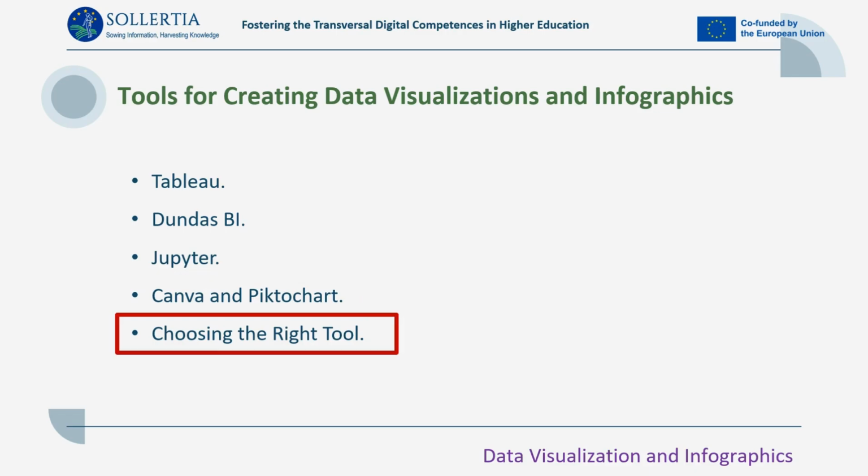The best tool depends on your data and your goals. For complex data visualizations, tools like Tableau or Jupyter are more suitable. However, if your goal is to create an infographic that communicates data visually in an engaging way, Canva and Piktochart offer the best options. Always consider your audience, the complexity of your data, and the purpose of your visual when selecting a tool.